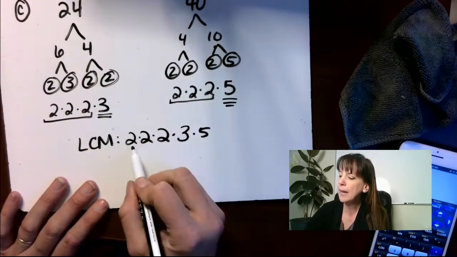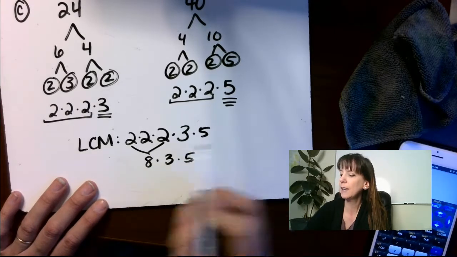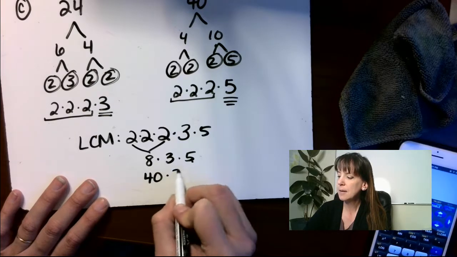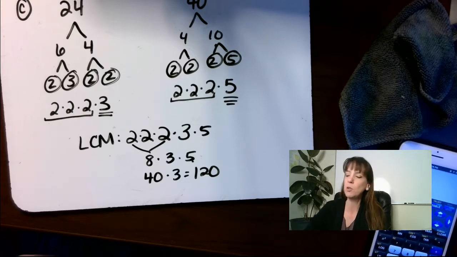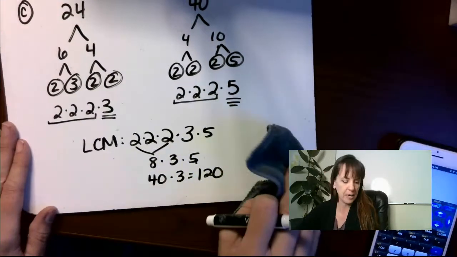All right, so now what I have is 8 times 3 times 5. Well, 8 times 5 is going to give me 40. Times that by 3, that's going to give me 120. So our least common multiple would be 120. All right, so any questions, let me know.